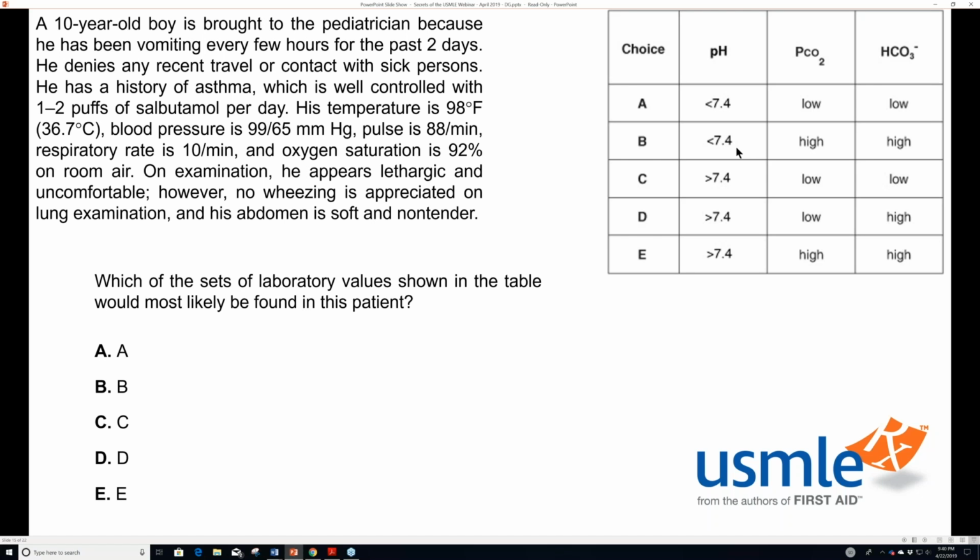For A, we have a pH that's less than 7.4 with a low PCO2 and a low bicarb. For B, we have a pH that's less than 7.4 and then a high PCO2 and a high bicarb. For C, we have an increased pH above 7.4, a low PCO2 and a low bicarb. And then for D, once again the pH is greater than 7.4, with low PCO2 and high bicarb. And for our last one, choice E, we have an increase in our pH above 7.4, and then a PCO2 that's high as well as bicarb that's high.